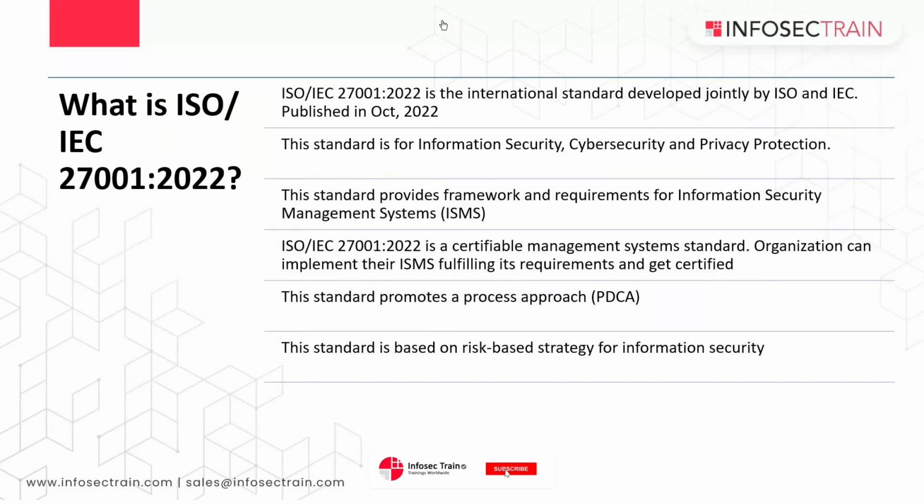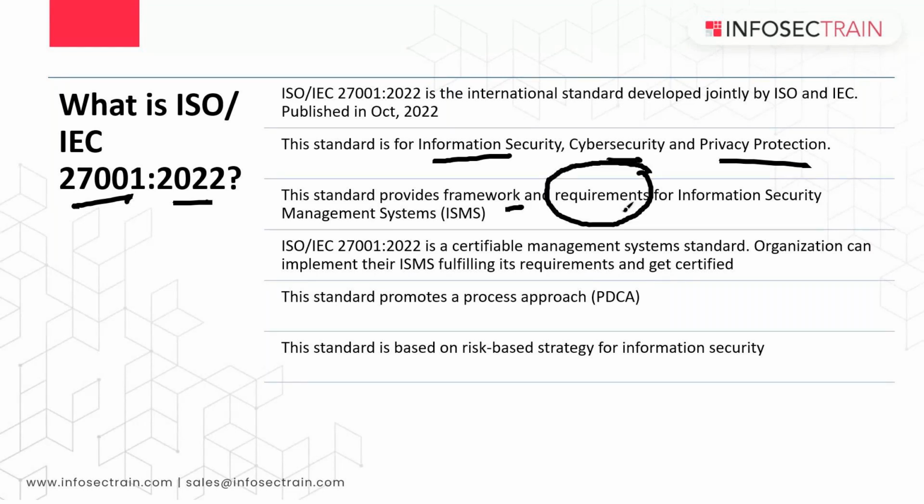Now this particular standard, ISO 27001 2022, is the standard for information security, cyber security and privacy protection. This standard provides a framework and requirements for information security management systems for any organization. ISO/IEC 27001:2022 is a certifiable management system because it is a requirement standard. So organizations can implement their ISMS fulfilling its requirements and get certified.